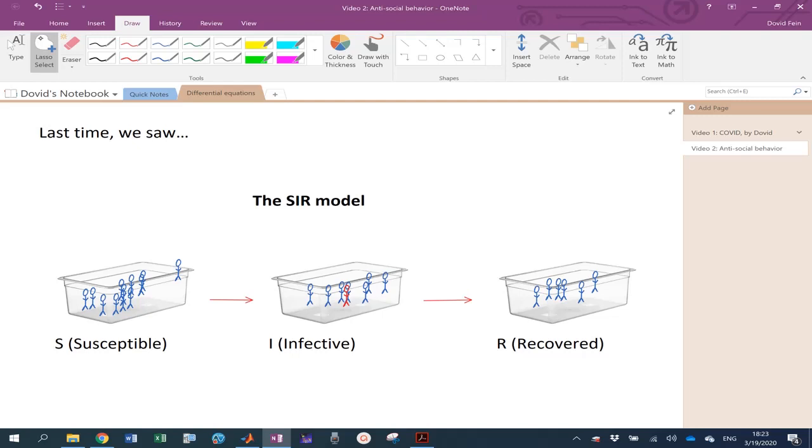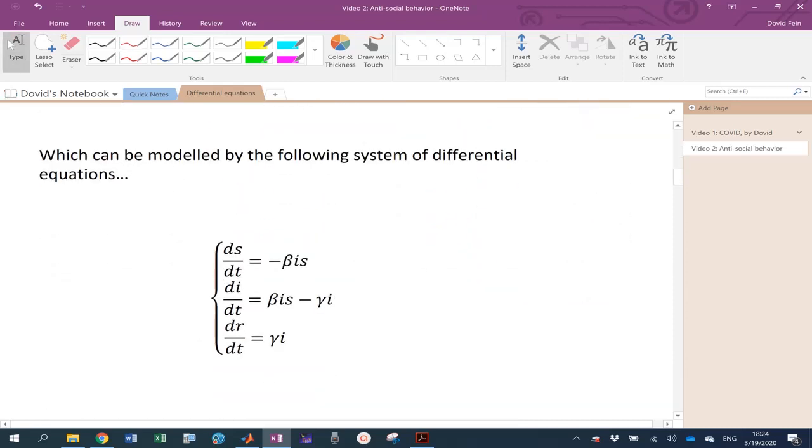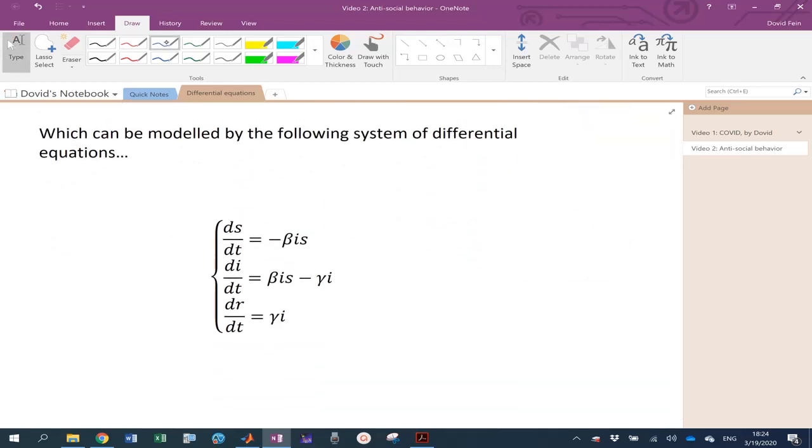We had just the three compartments that you see here, the susceptible, the infective, and the recovered. And we talked about movement between the compartments. And we introduced a bunch of parameters, including beta, which was based on the contact number, as well as other things, and also gamma, which was equal to 1 over d, where d was the duration of the infectious period. And the movement between S and I and R was modeled with these three differential equations.